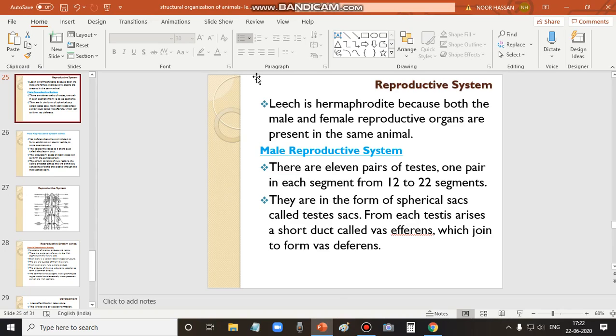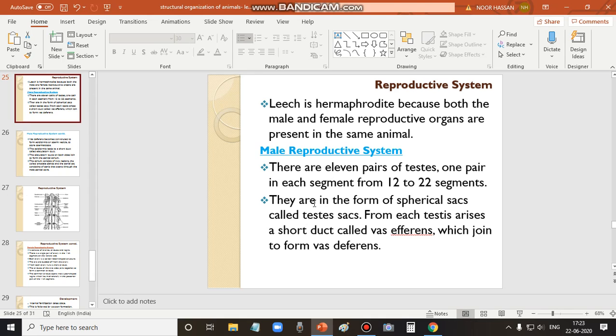Let us discuss the reproductive system of leech. Leech is a hermaphrodite animal because it has both male and female reproductive organs. When both female and male reproductive organs are present in the same animal, such animals are called hermaphrodite. So in leech also, both the sex organs are present, and leeches are also called hermaphrodite animals.